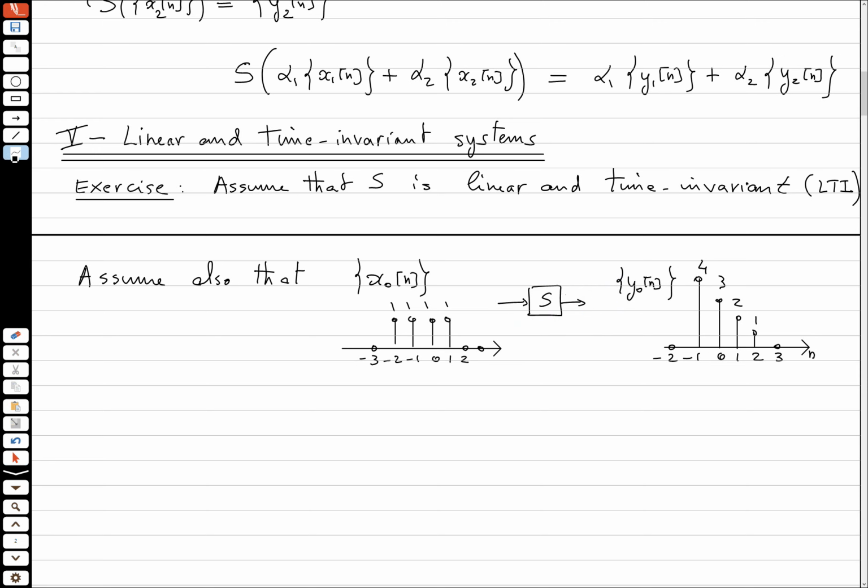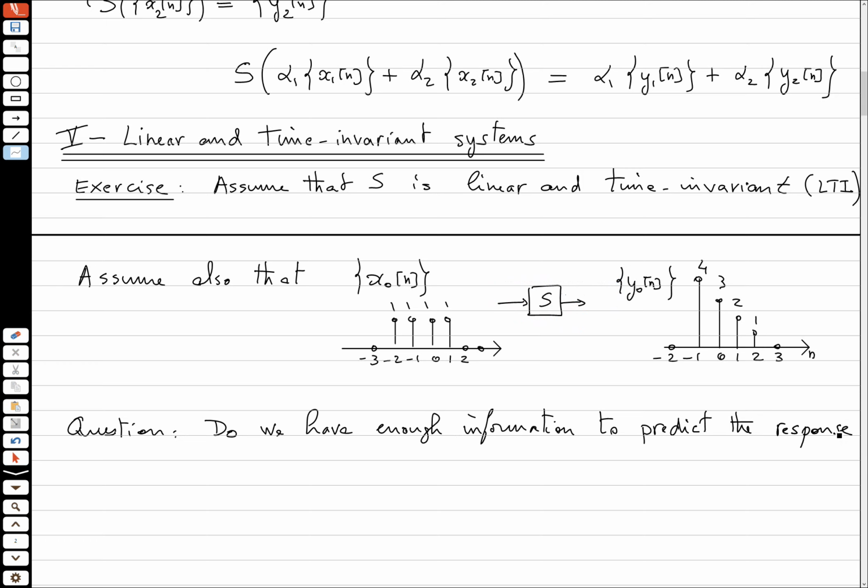Now the question: do we have enough information to predict the response of S to this other input, x of n, which I'm going to plot here.